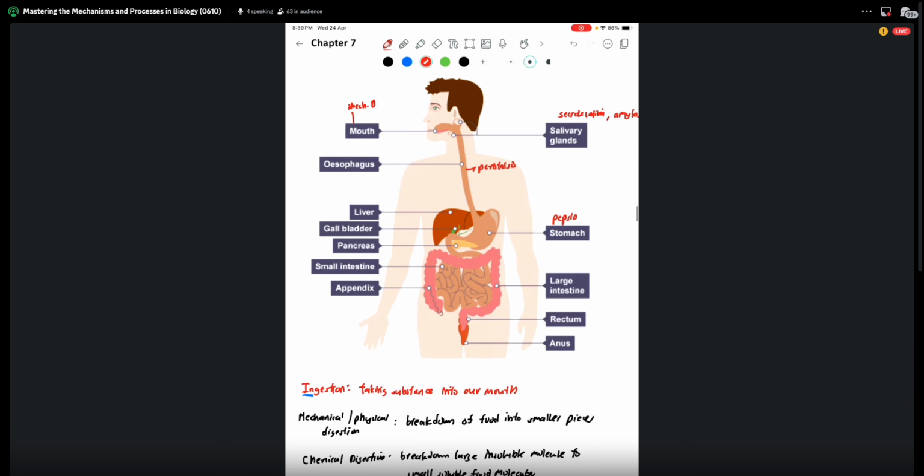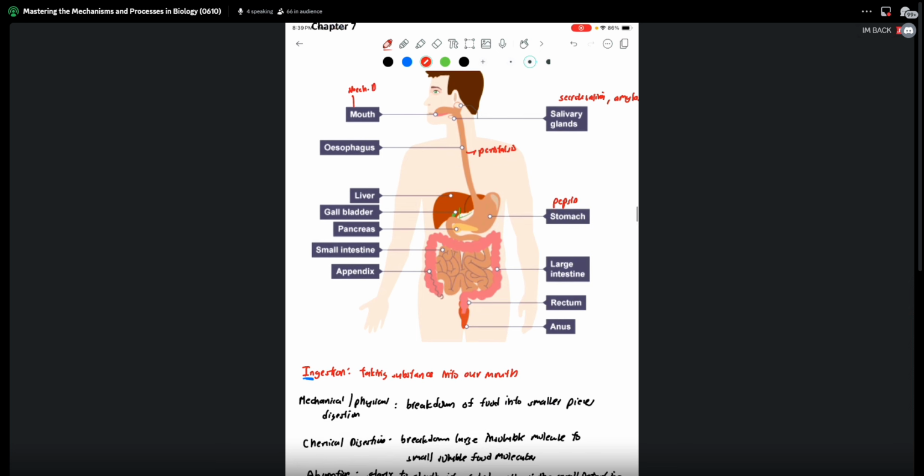Okay, and we have the liver. The liver helps with the deamination process and also the detoxification of blood. That's where all the alcohol is being broken down and the production of the urea, which is sent to the kidney later on. Then we have the gallbladder.